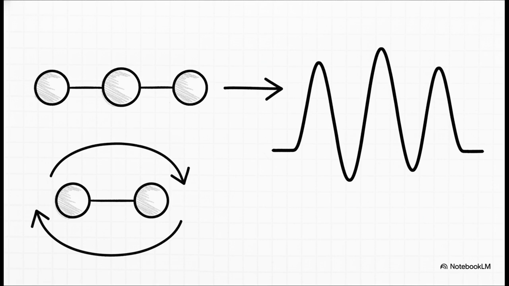So 2 equivalent neighbors, you get a triplet. 3, you get a quartet. It works absolutely beautifully for simple linear molecules, as long as there is free rotation around those carbon-carbon bonds. That free rotation is key because it ensures the protons experience a perfectly averaged environment.